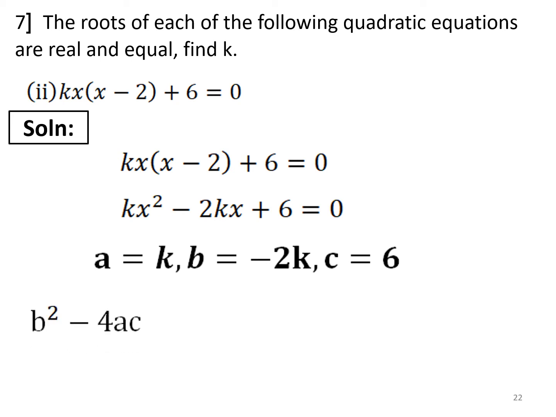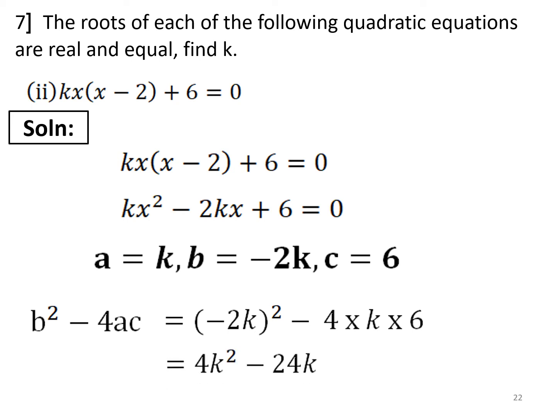I'll find the value for b square minus 4ac. I will get minus 2k the whole square minus 4 into k into 6. Minus 2 square is nothing but 4, k will become k square, minus 4 into 6 is 24k. So I will get 4k square minus 24k.